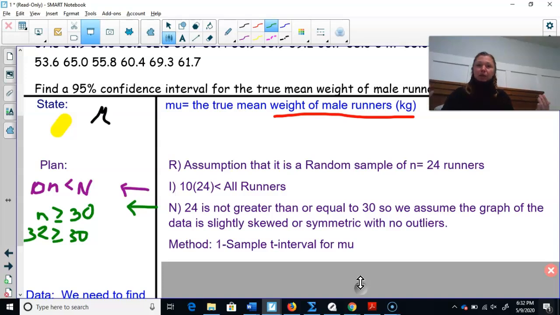Let's quickly recap the three things you need to know. How to find a t star using those degrees of freedom. What does the state mean? It's always the true mean. Fill in the blank. Our conditions, our plan: the R for random, the I for independence, the N has to be greater than or equal to 30. If it's not, that's okay. Let's go ahead and make an assumption that the graph of the data is not too skewed or it is symmetric with no outliers.